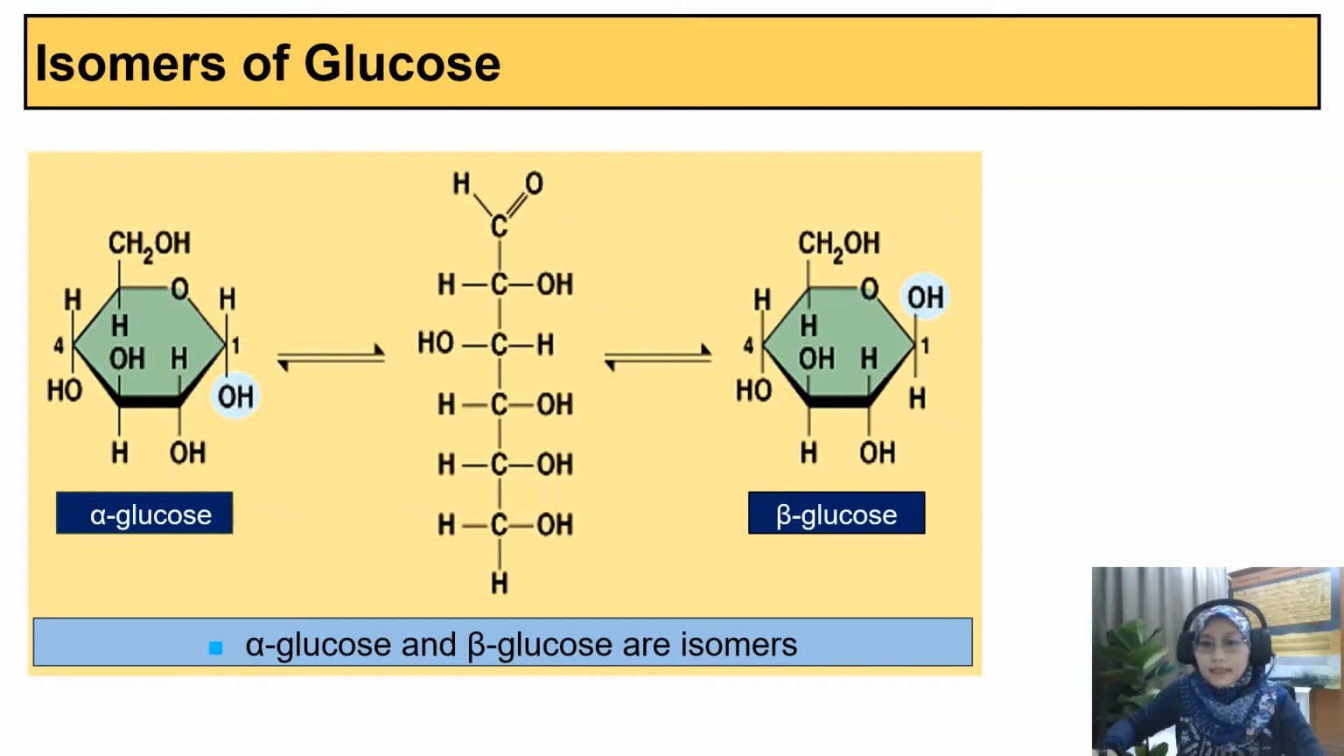Next, let's number the carbon. Here is number 1, number 2, number 3, number 4, 5, and 6. So, look at the position of the hydroxyl group at carbon number 1. Yes, it is positioned above the plane. So, this structure is known as beta glucose.